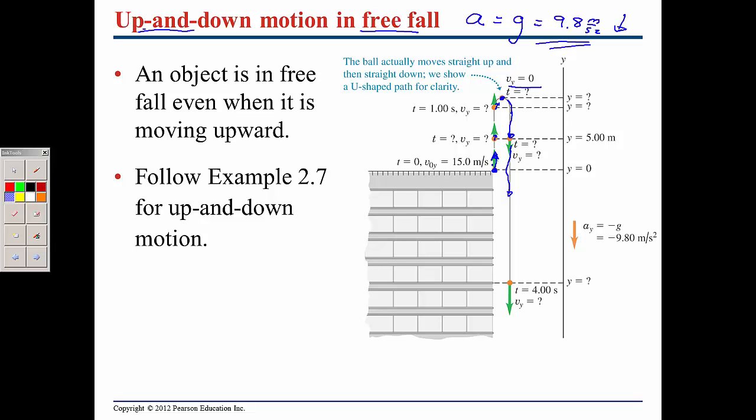It's an example of free fall motion because the only force acting upon this ball is the acceleration due to gravity. Always downward, always 9.8 meters per second squared. Even if the ball is not moving in the downwards direction, the acceleration is still in the downwards direction.